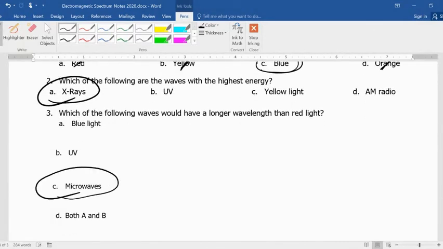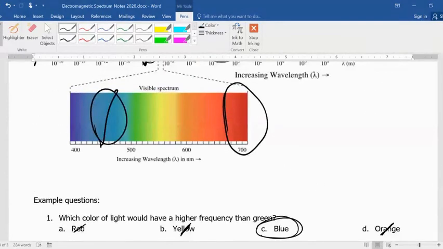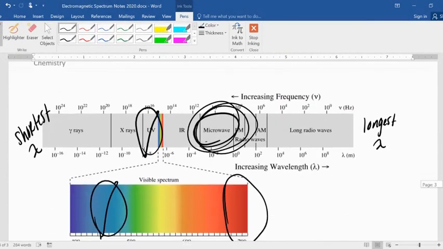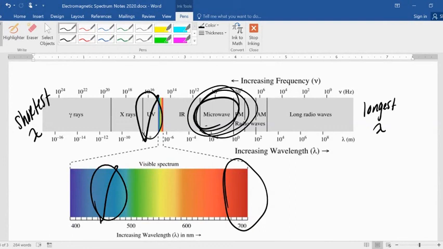So just be prepared to use a diagram, because once again, you don't need to memorize the electromagnetic spectrum. Be able to answer multiple choice questions such as that, and you should be just fine.